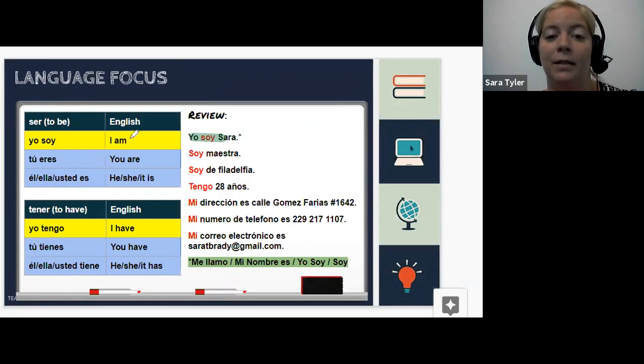And you'll notice that I'm using this form of the verb highlighted in yellow, yo soy for I am, or yo tengo for I have, when we're talking about years. So here's my self-introduction. Yo soy Sara, soy maestra, soy de Philadelphia, tengo 28 años, mi dirección es calle Gómez Farías, número 1642. Mi número de teléfono es 2292-171107. Mi correo electrónico es saratbrady@gmail.com.